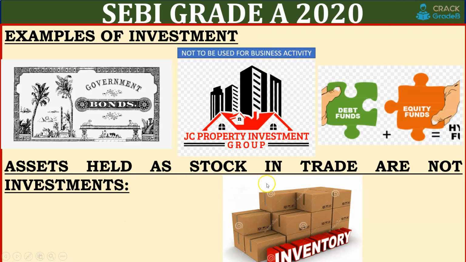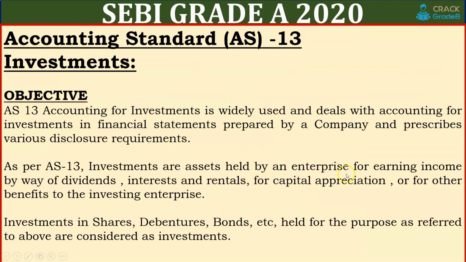Now we have assets held as stock in trade are not investments. Now the question arises, the inventory or the stock in trade that you have kept in the business, you are also investing money on it, for procuring it, the raw materials, the WIP and the finished stock. So is it an investment? No, because that is a part of your business and that is inventory, for which we deal in accounting standard 2. But here investments are assets held by the enterprise for earning income by these 3 ways only, not by way of receipts that you get when you sell and purchase the inventory.